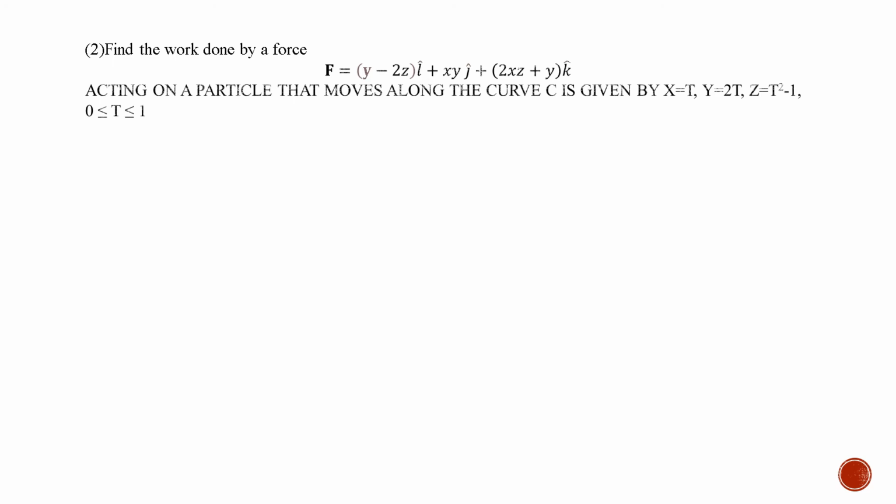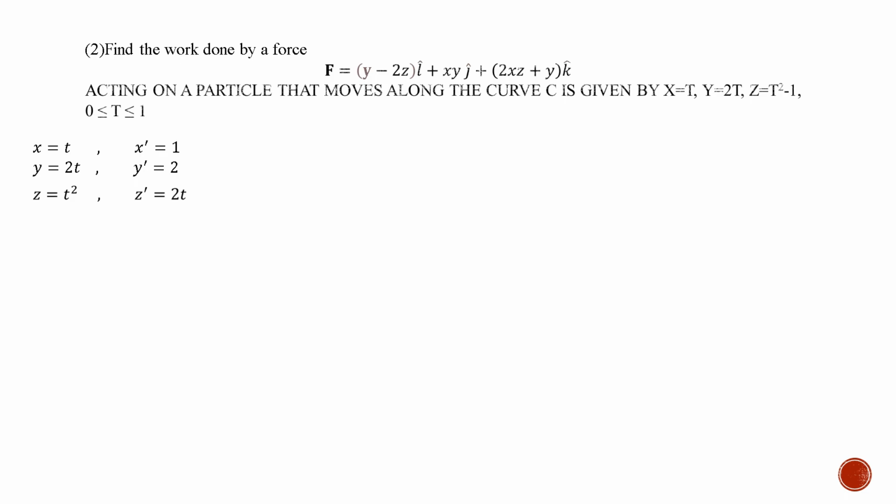I'm going to talk about how to find work done by using line integral in vector form. So the question is, find the work done by the force F equal to (y − 2z)i + xyj + (2xz + y)k acting on a particle that moves along the curve given by x = t, y = 2t and z = t² − 1, and the range is from 0 to 1. To find the work done, the first thing we must do is differentiate the curve given.